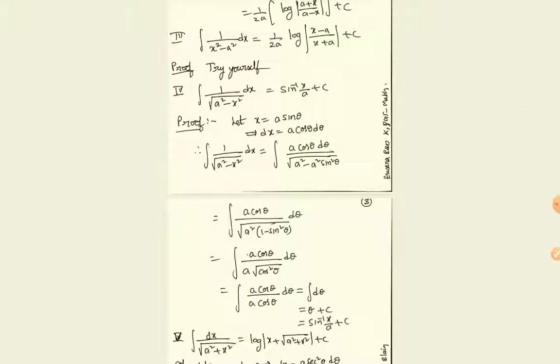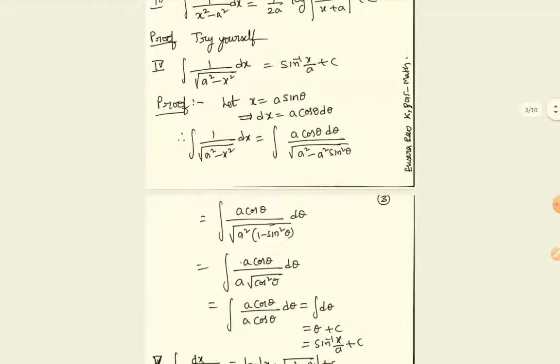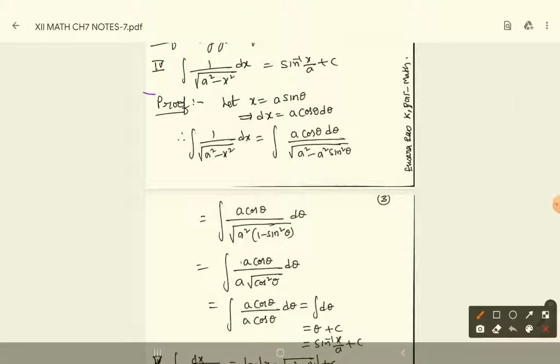Now look at this one, the fourth one. Integration of 1 by root over a square minus x square dx is equal to sin inverse x by a. How to integrate it? There are two methods like the first one. The first method is by substituting x is equal to a sin theta. Then dx will be a cos theta into d theta.